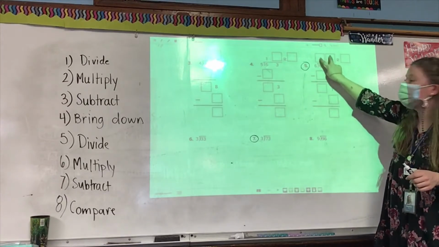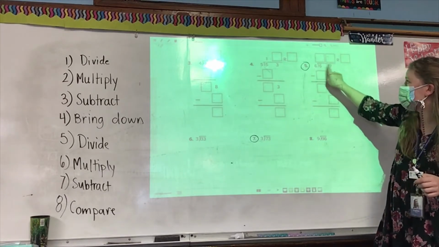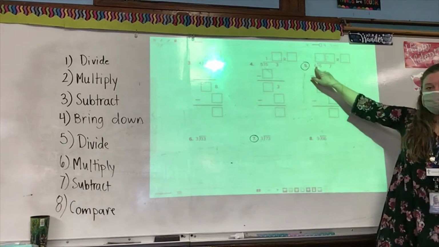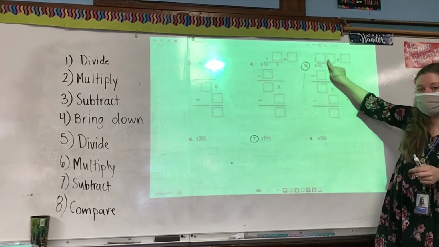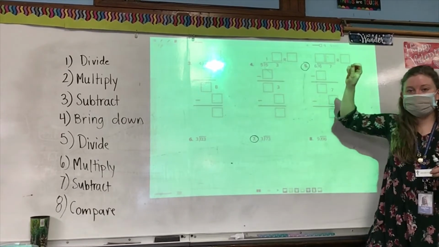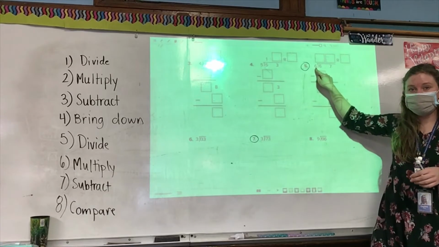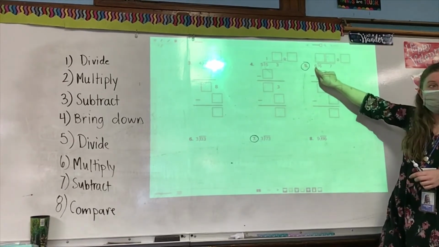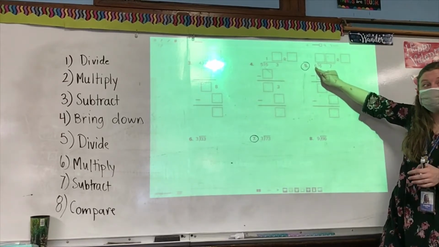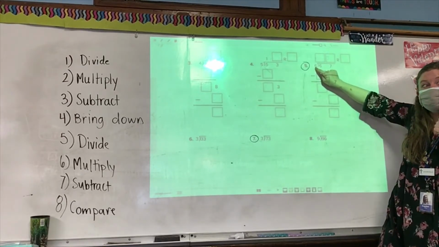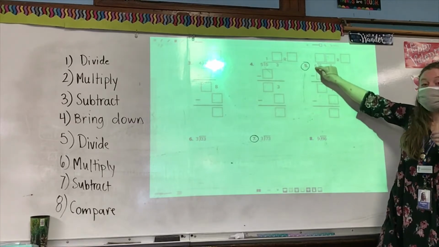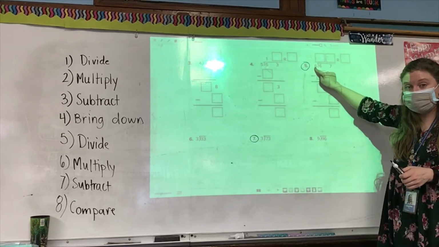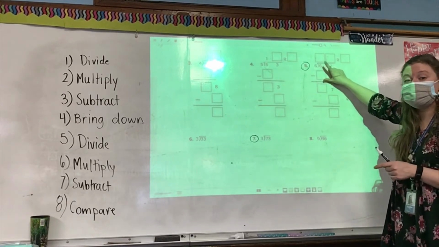In the end, my final answer will be how many times my divisor goes into my dividend. But step 1 is not to see how many times my divisor will go into my entire dividend. Step 1 is to see how many times my divisor will go into what? Michaela? Good. My first step, Carla, is to see how many times my divisor will go into the first digit of the dividend.